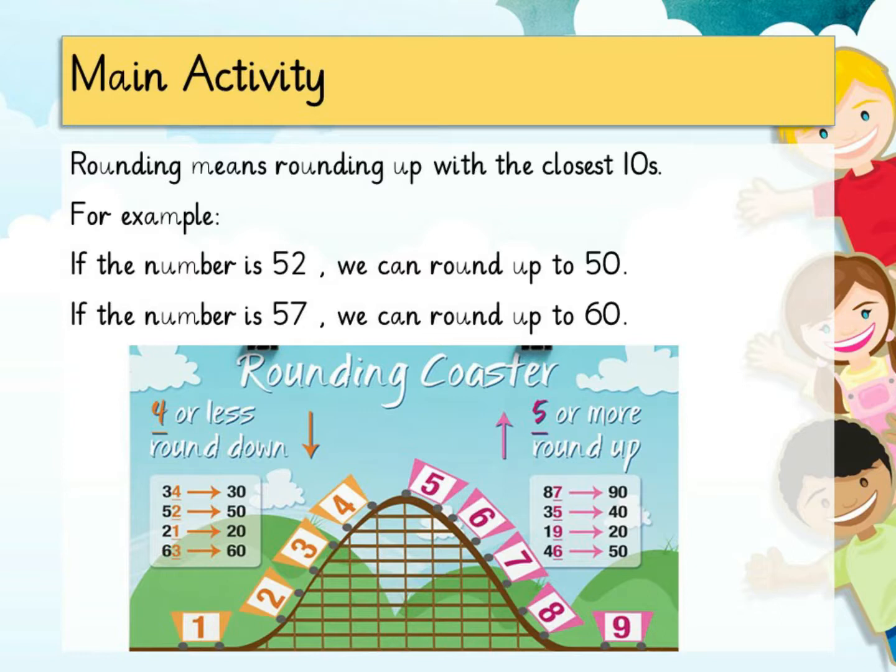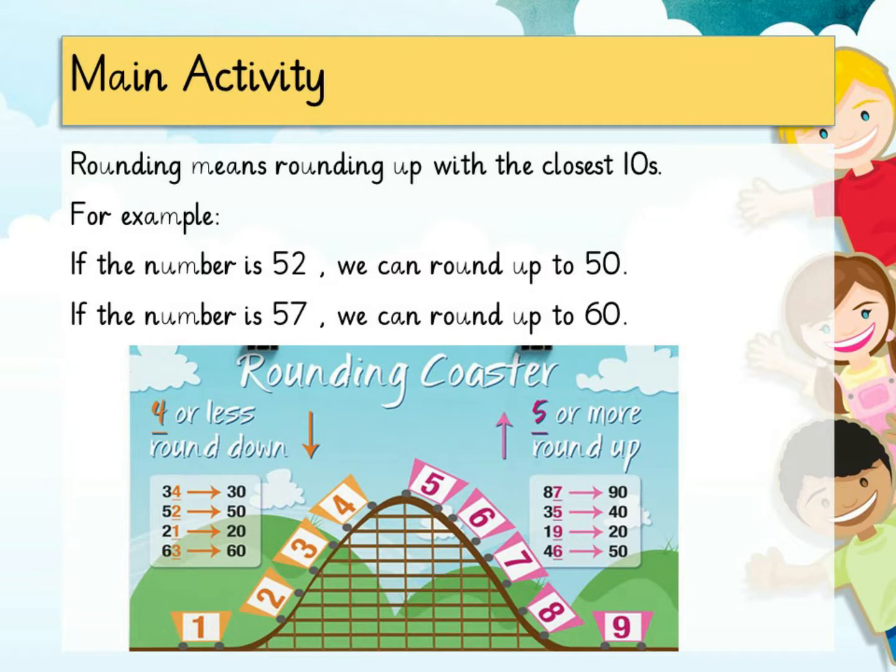Rounding means rounding up or down to the closest tens. Look at the given picture carefully. You can see different numbers sliding over the roller coaster. If you observe, 5 is at the top, in the middle, at the halfway. The numbers coming before halfway are rounded down, and the numbers coming after halfway are rounded up, as well as the number at the top in the middle, that is 5, is always rounded up.